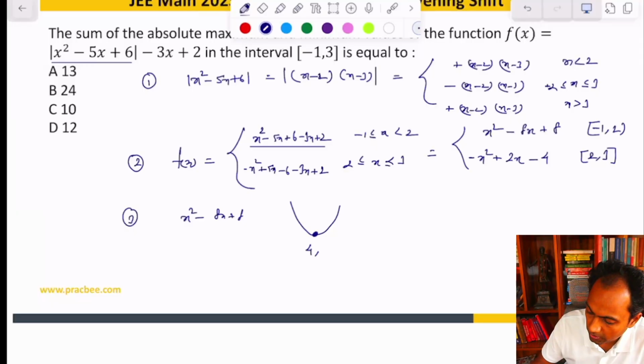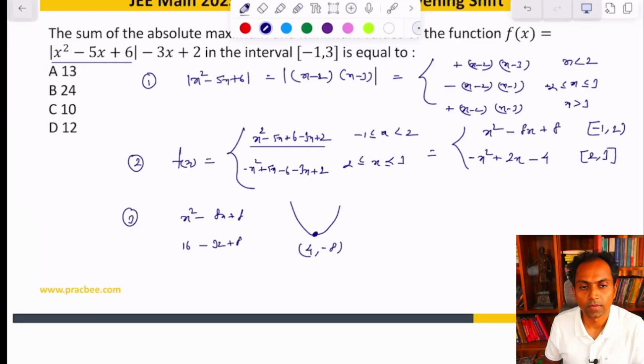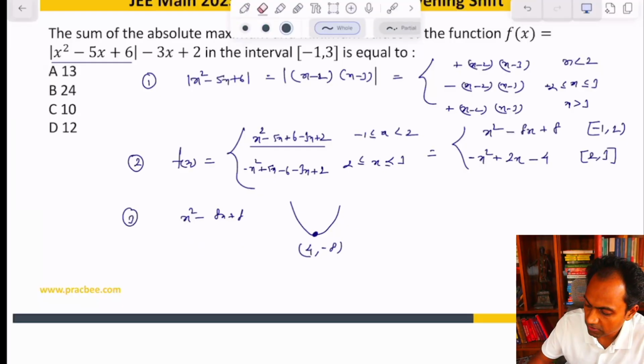And if I put 4 here, the answer is minus d by 4a. So let us put 4, this becomes 16 minus 32 plus 8. So this is 16 minus 8. This is what we are getting. So now this is my first graph.